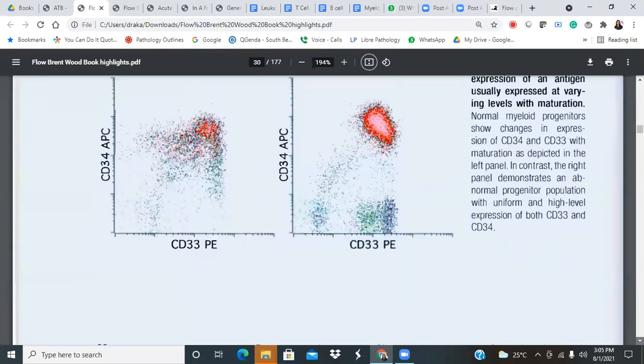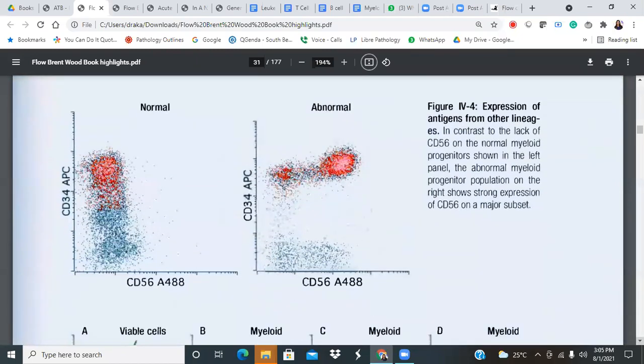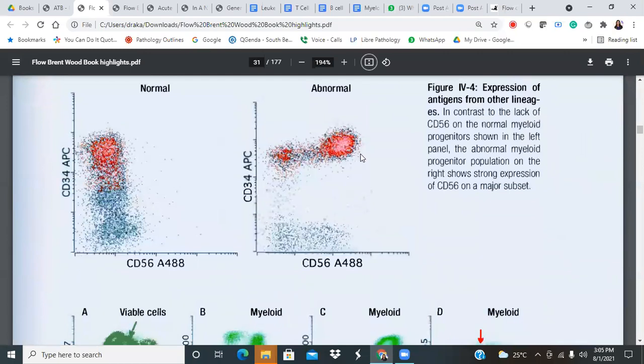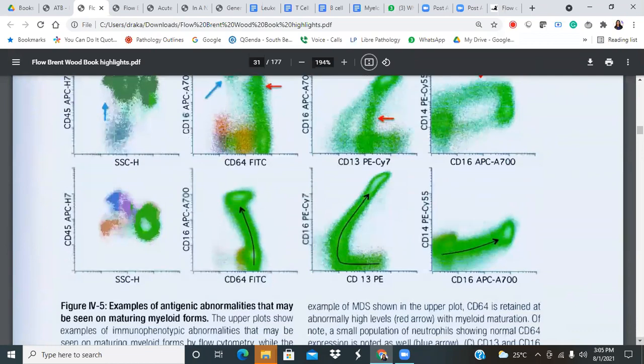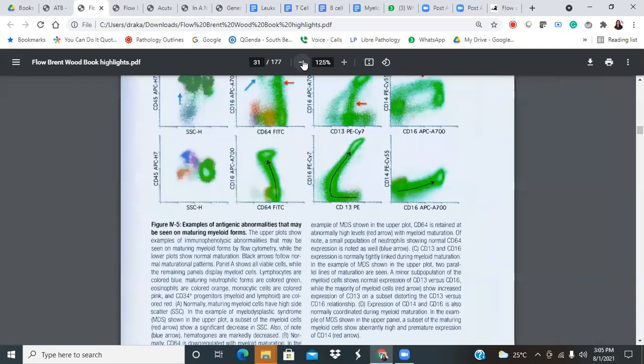And then the acquisition of 56, that's what they were saying. Normally they will lack 56 in the progenitors, but when there is acquisition of 56, that's kind of abnormal. And then they are going to antigen abnormality seen in maturing myeloid forms. Let's read this.